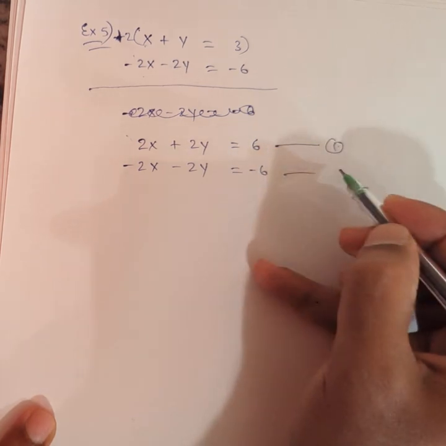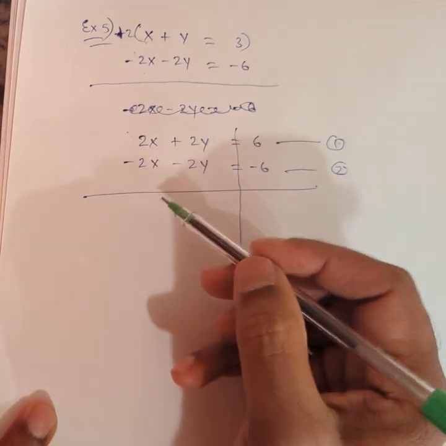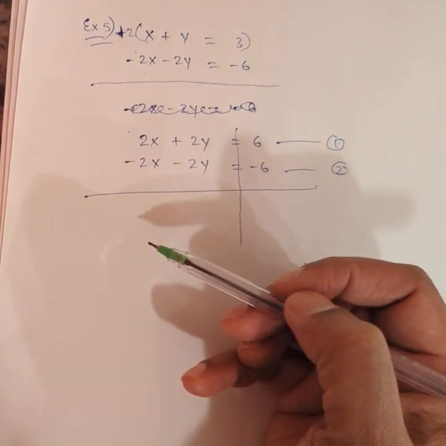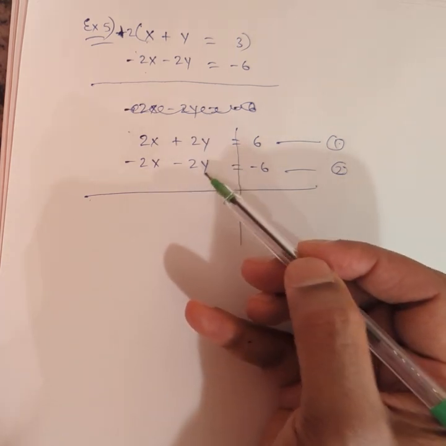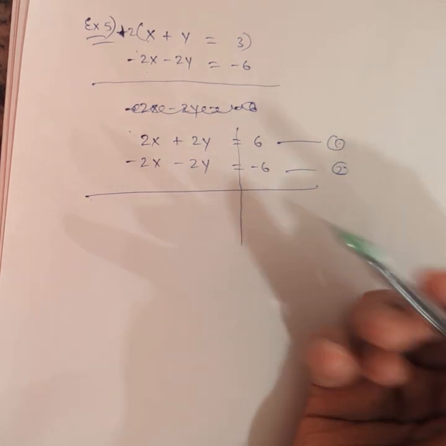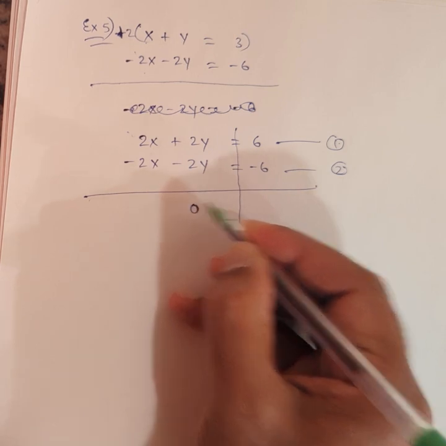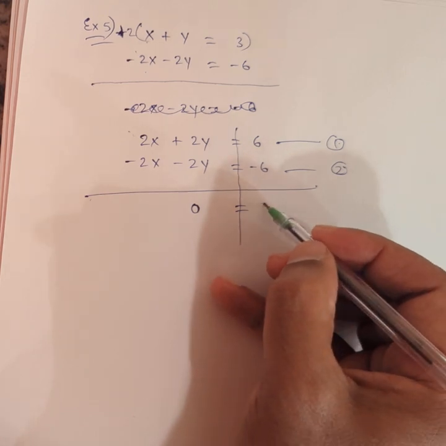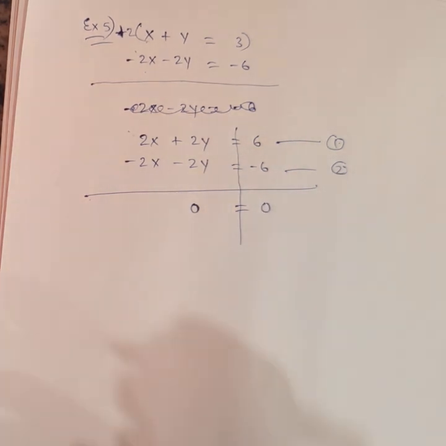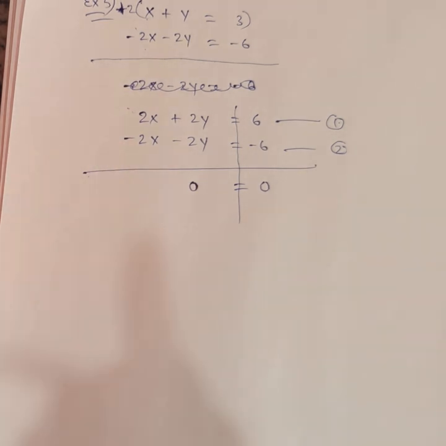Now you want to work with these two equations. Now notice what happens when you try to get rid of one of the variables. 2x minus 2x, they cancel each other out. But 2y minus 2y, they also cancel each other out. So on the left side, we have nothing but 0. And on the right side, we have 6 minus 6, which is also 0. So 0 is equal to 0. We don't have any variable. When we try to get rid of one of the variables, both variables are gone.